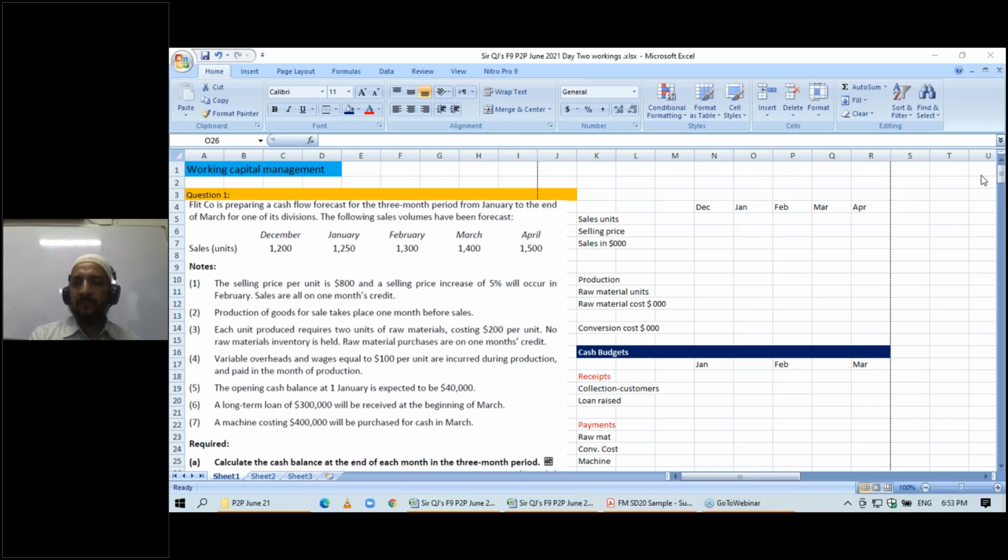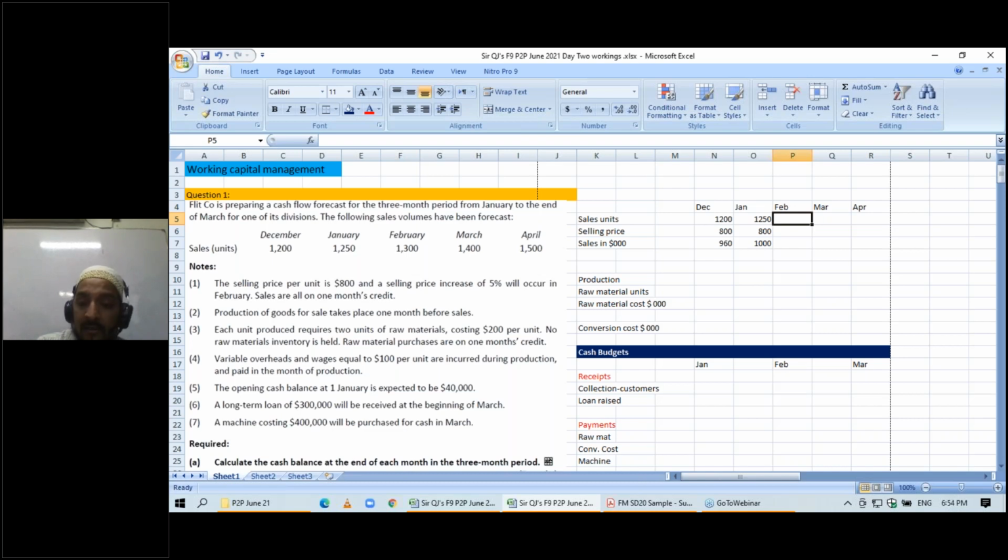Okay, students, let's start with making the budget. So sales units are very clear. 1200 units will be sold in December, and the price per unit is 800. So this gives you a sales amount in dollars in thousands. I am taking the sales amount, which is 960,000. Then in January, 1250 units will be sold at 800, and the sales amount will be 1250 into 800. This will become 1 million in dollars in thousands, right?